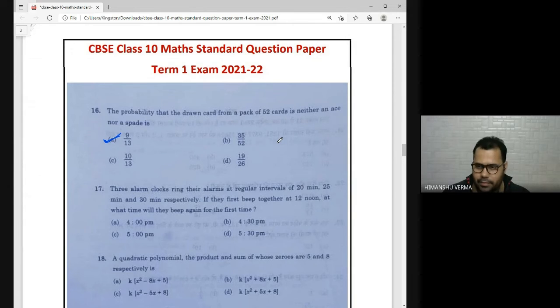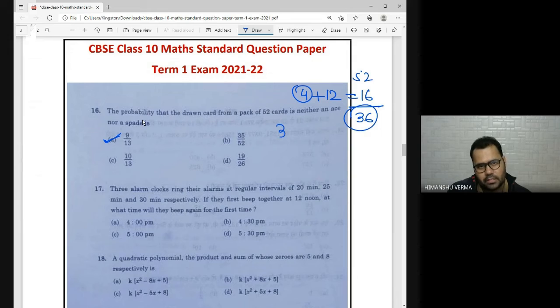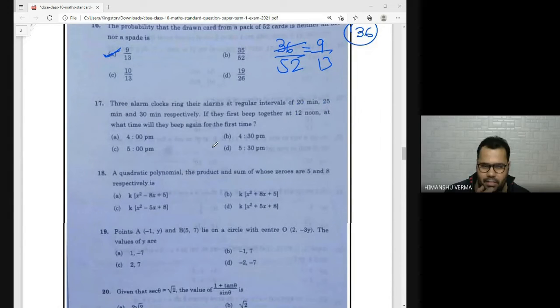Fine. So I was explaining this, a very simple one. They are saying neither ace nor spade. So how many aces are there? 4 aces are there, and 13 spades. But you include one spade, one ace in this case. So only 12 are there. So this is 16. Now they don't want it, so you have to subtract this 16 from 52. We'll get 36. Now you want 36 out of 52. So it will be 4 9s is 36 and 4 13s. The answer is A. Got the point? Yes, sir. Yes or no? Yes. Tell me the 17th one.